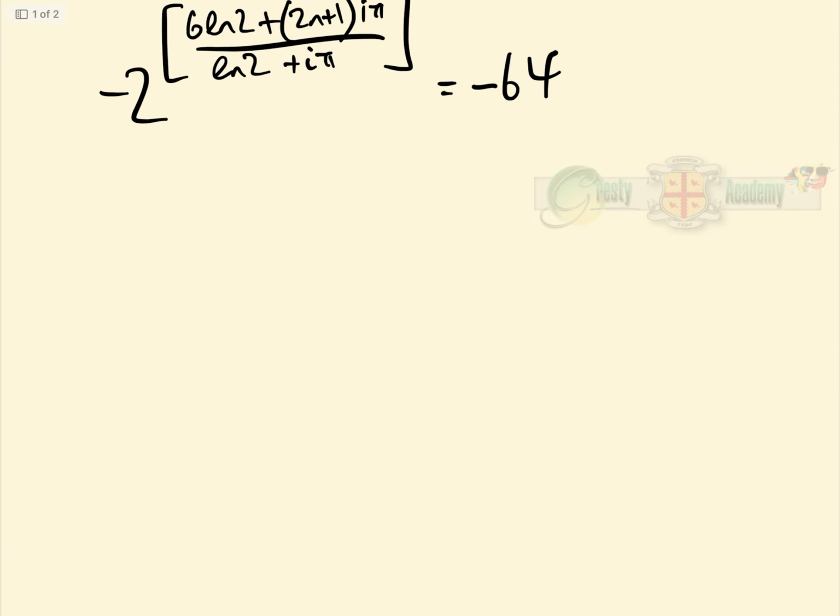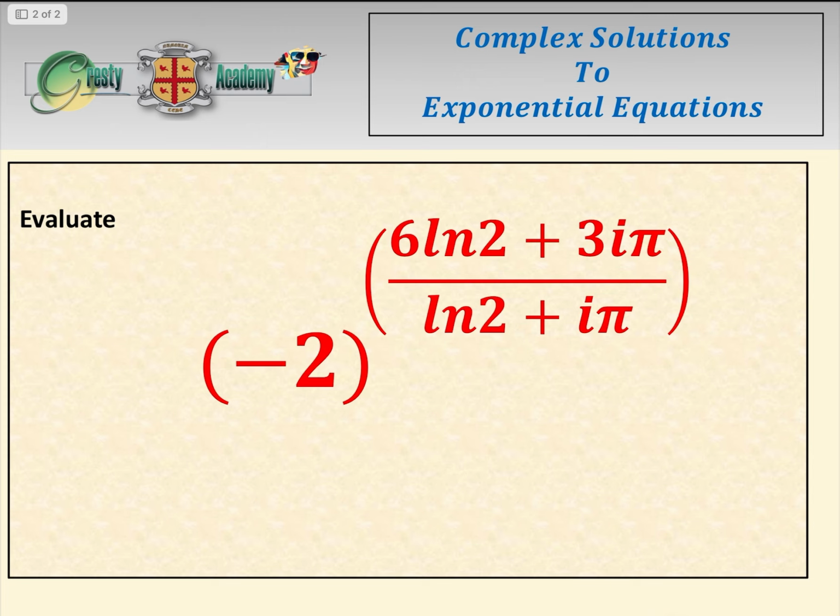Let us imagine that the question was this. This was the question on an exam paper. Evaluate minus 2 to this power. Well, of course, we know that the answer is minus 64, but we only know that because we've just done it the other way around. How would we do this if this was an exam paper?